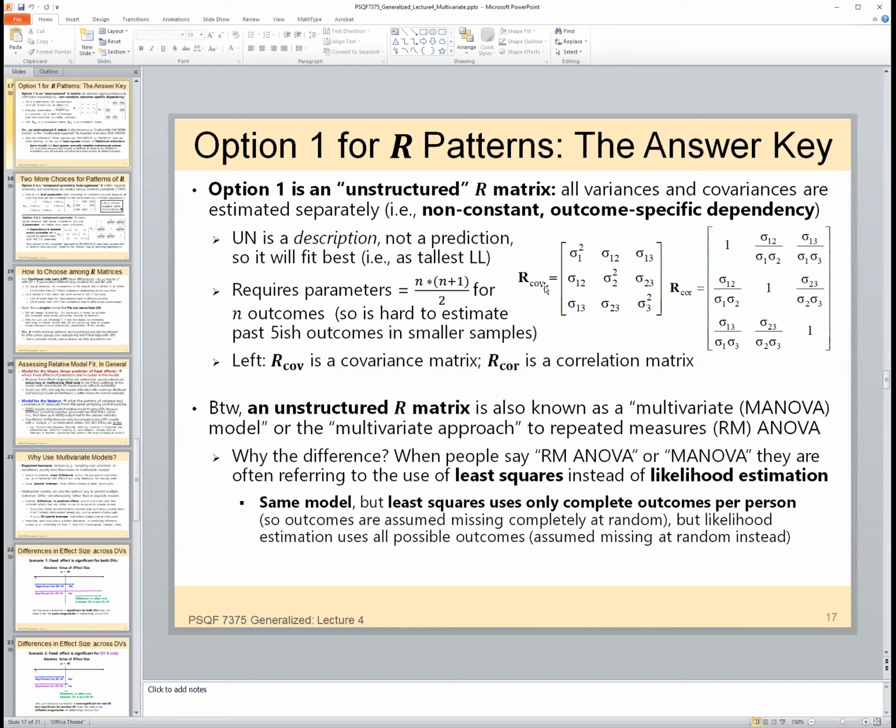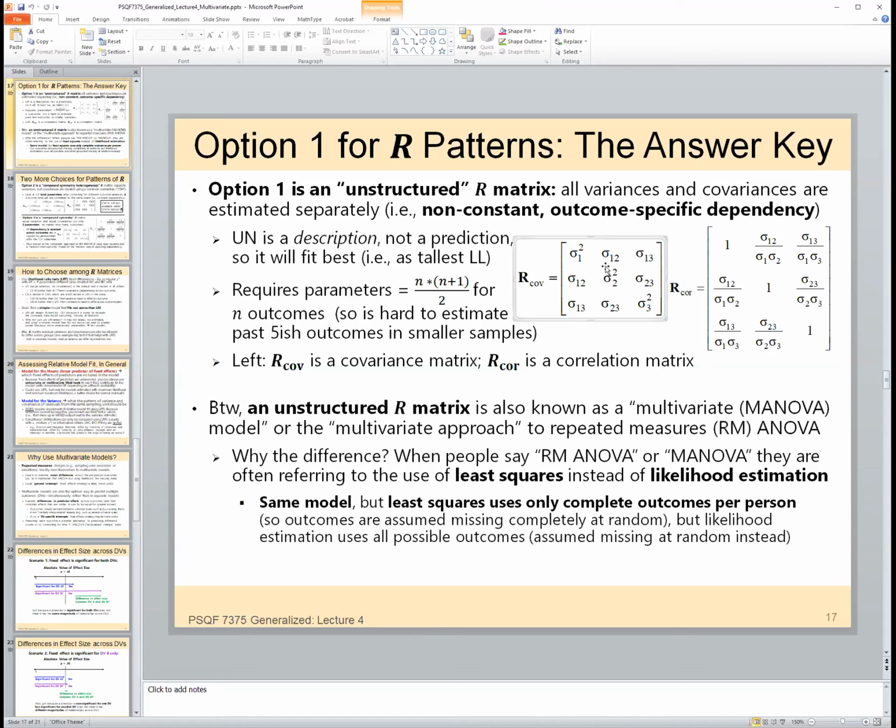You will see in your output for these programs the R matrix that you can ask for it to be printed in this format. And you can also ask for it to be converted into a correlation matrix, known as R core in SAS in particular, in which there's 1s on the diagonal for the variances, and the correlations are computed as the covariance divided by the standard deviation of each of the 2 variables multiplied together.